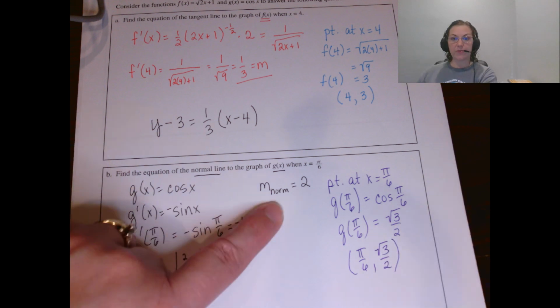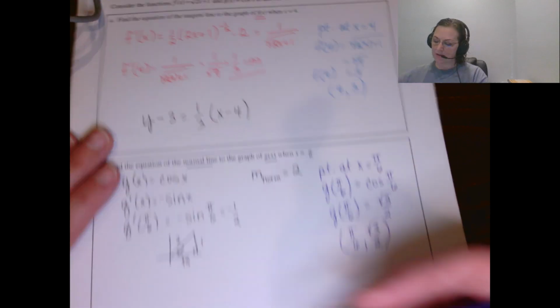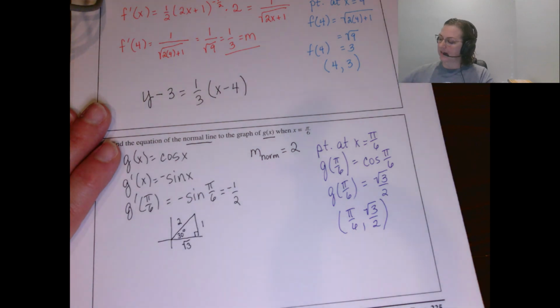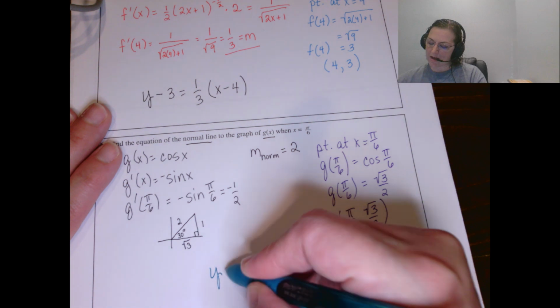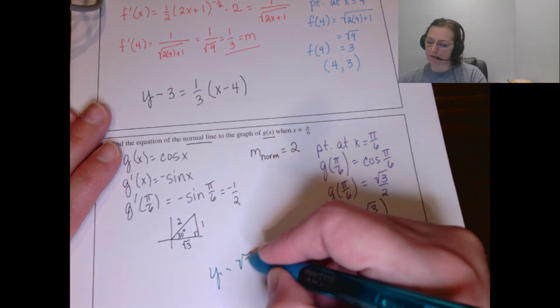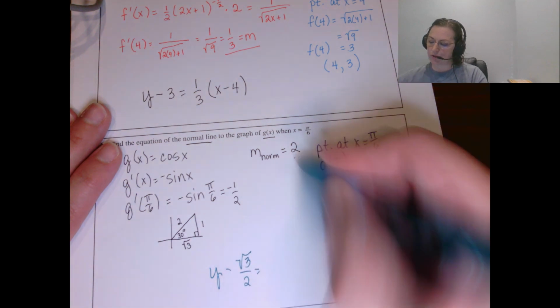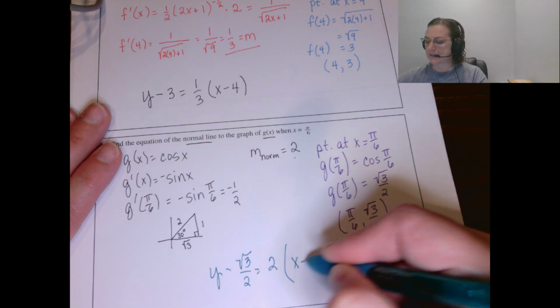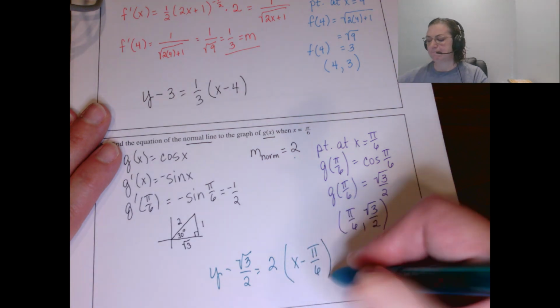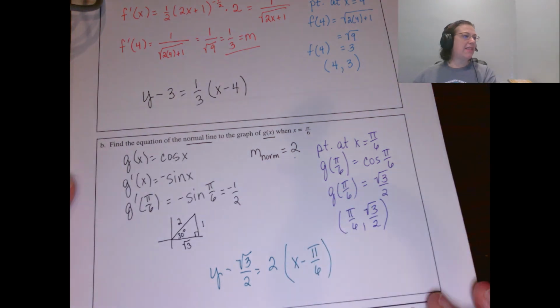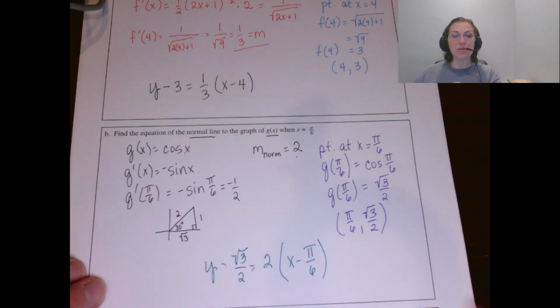Now I've got my slope for the normal line. I've got my point. I can write them all together. I have y minus square root of 3 over 2 equals 2 times (x minus pi over 6). And that's the equation for my normal line. All right, one more part to go.